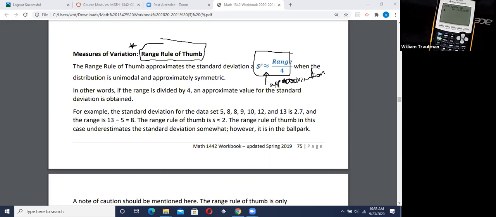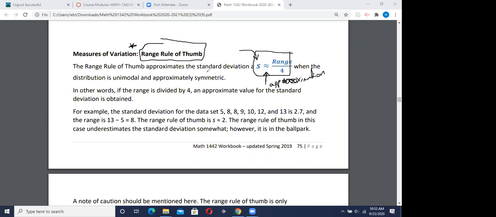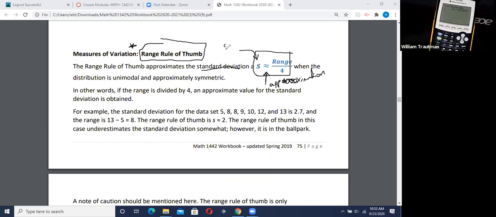Can somebody tell me what this S stands for? Sample standard deviation? Yes, I just want to make sure we're all on the same page. S was the sample standard deviation. So this is a way of approximating the sample standard deviation, not giving you the real standard deviation, but giving you an approximation. The approximation is always going to be the range divided by 4. And remember, the range is the highest piece of data minus the lowest piece of data.